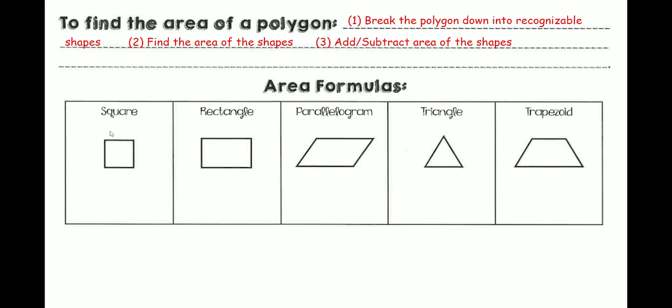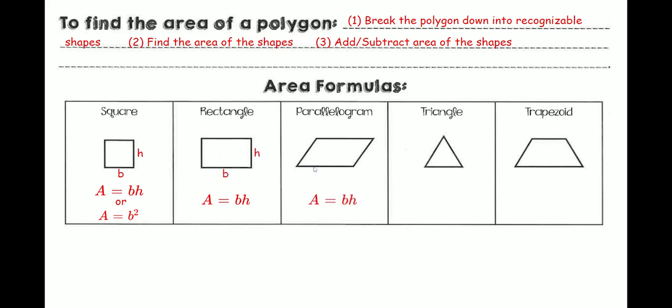Before we start on any of the examples, let's go ahead and review how to find the area of these shapes. The area of a square can be found by multiplying base times height, or if you just multiply base times itself, because the base and height are the same thing. So that's how you find the area of a square. The area of a rectangle is base times height.